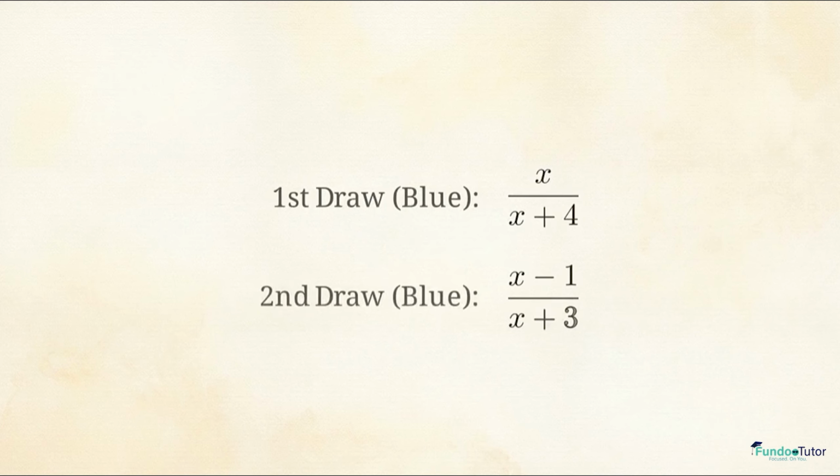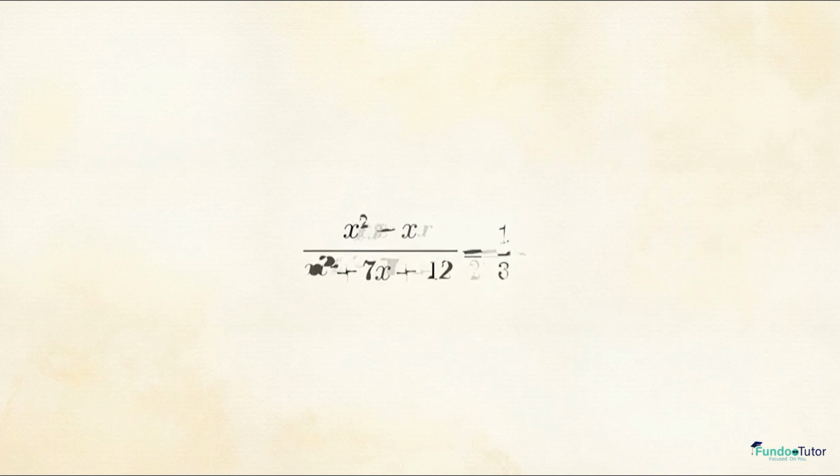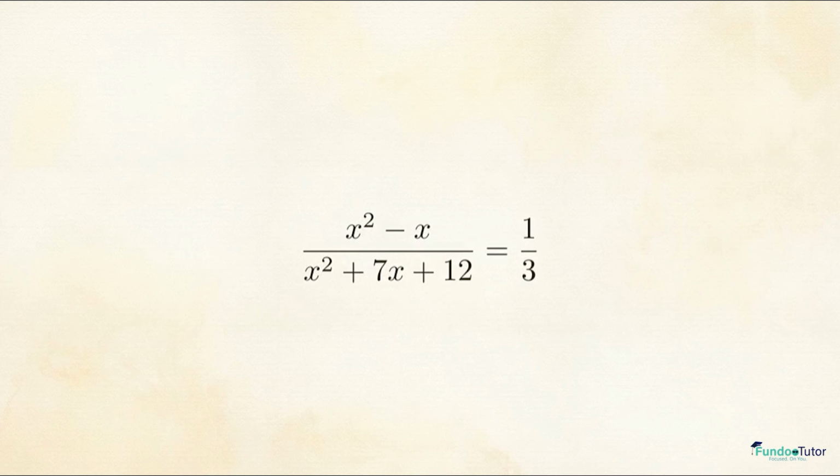On the second draw, it's x minus 1 over x plus 3. To find the combined probability, we multiply these fractions together, setting the expression equal to 1/3. To solve this, we multiply the numerators to get x squared minus x, and expand the denominators to get x squared plus 7x plus 12.